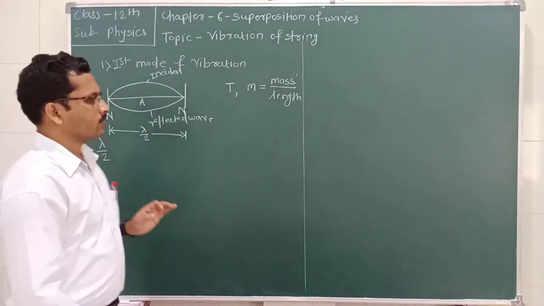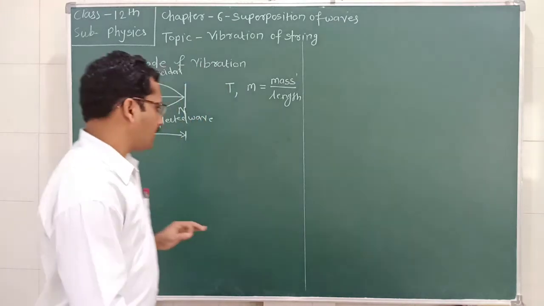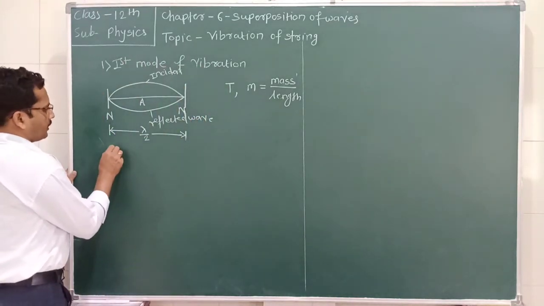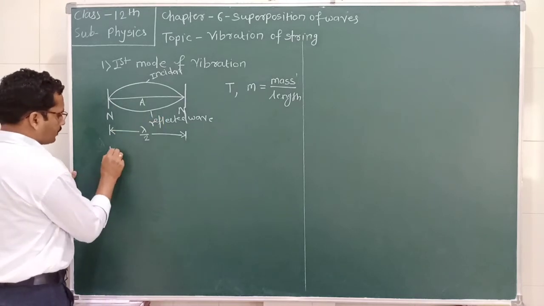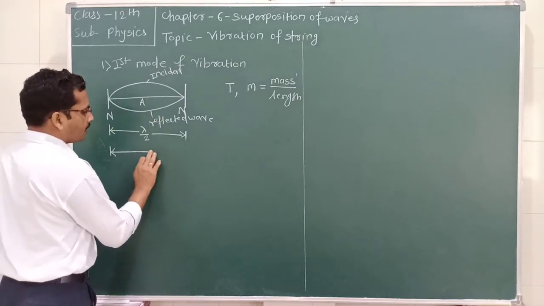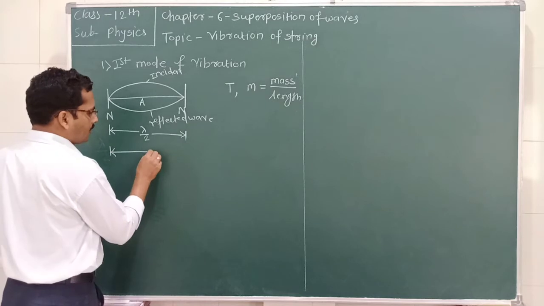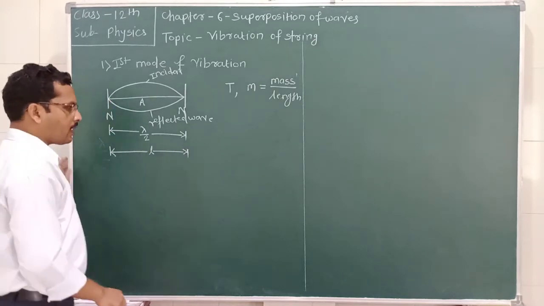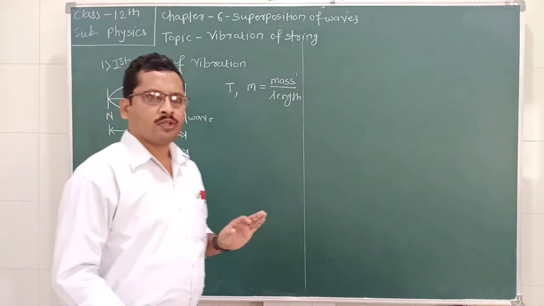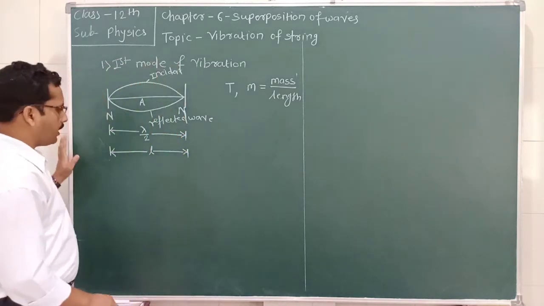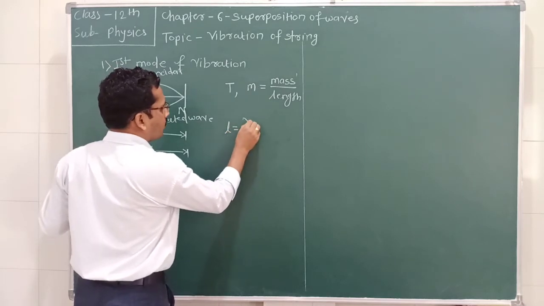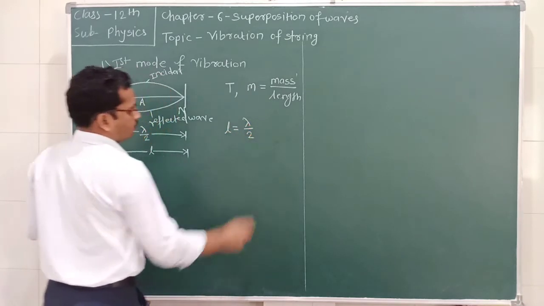But we are considering that the length of the string is L. From this we can conclude that this L must be equal to lambda by 2.